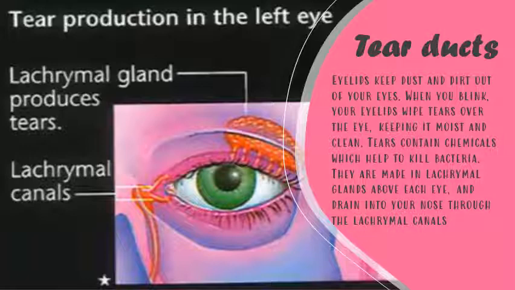Eyelids keep dust and dirt out of your eyes. When you blink, your eyelids wipe tears over the eyes, keeping them moist and clean. Tears contain chemicals which help to kill bacteria. They are made in the lacrimal glands above each eye, and drain into your nose through the lacrimal canals. So it goes down into your nose.